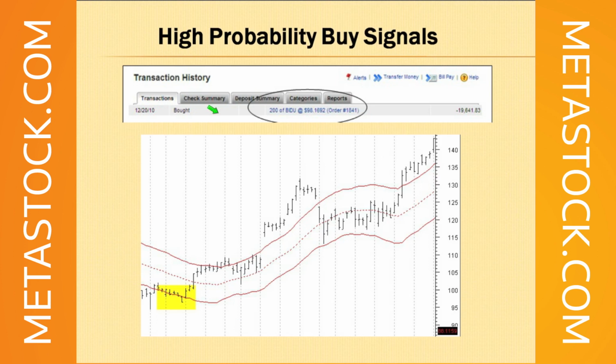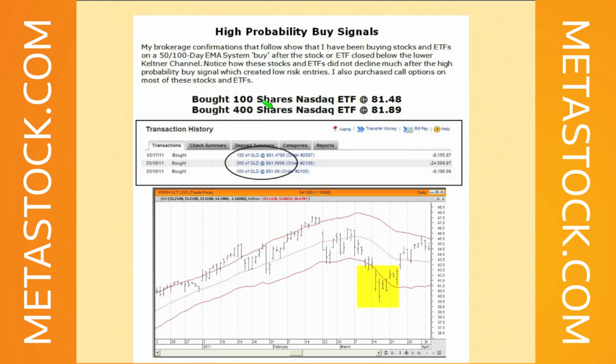Here's another example. This is for Baidu, and we can see Baidu became oversold here, actually closed below this lower channel. At the time, Baidu stock was on a price uptrend. The 50-day EMA was above the 100-day, and when it traded right here at around the $98 level, I went ahead and bought 200 shares of Baidu at 98. So just another example of taking advantage of these high probability signals and picking up stock when it becomes oversold. Here's another one. This is for the NASDAQ ETF. Became oversold right here. So I went ahead and purchased the NASDAQ ETF.